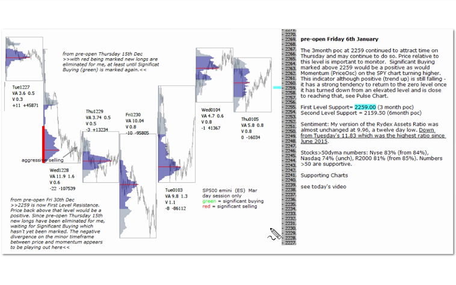This is the pre-open today. We're looking at the E-mini S&P. We have this 3-month point of control here at 22.59, and I've said today that it has continued to attract time on Thursday, as you can see here, and it may continue to do so. Price relative to this level is important to monitor. Bulls would be hoping for significant buying marked above that level, and that would be a positive.